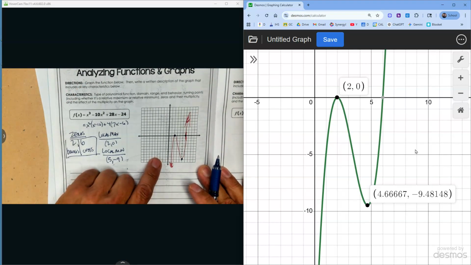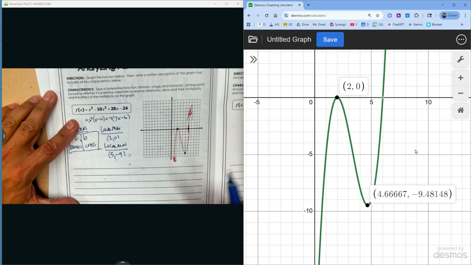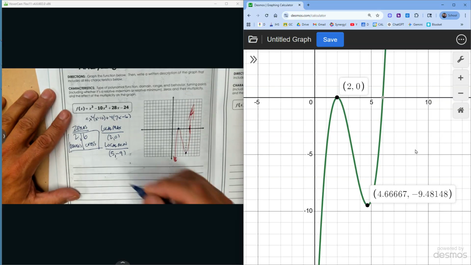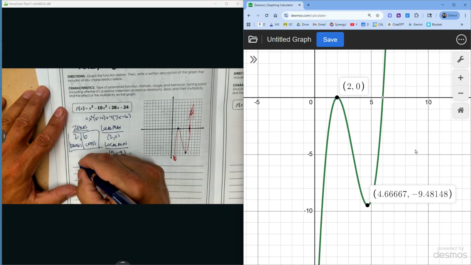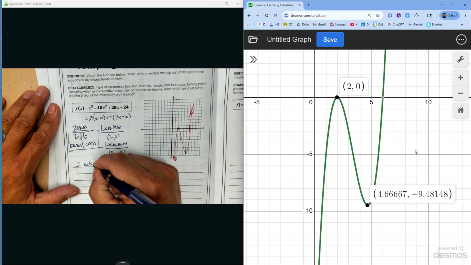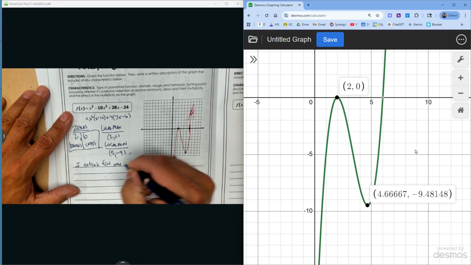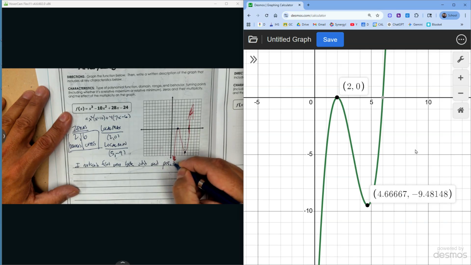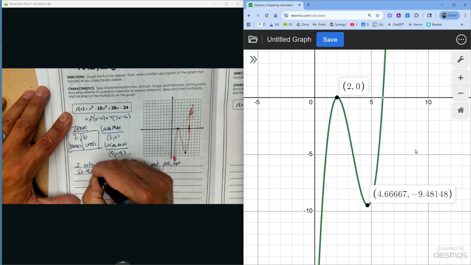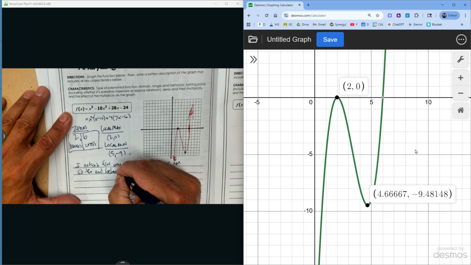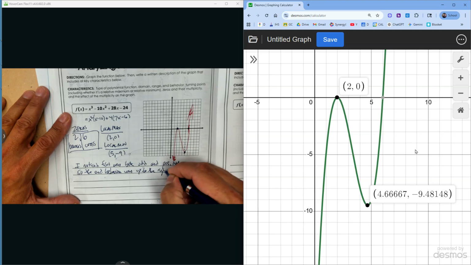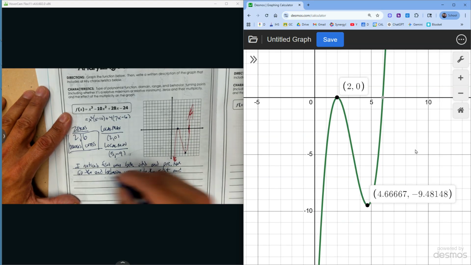So can you graph the function, then write a description of the graph you just see, right? I want us to include things like end behavior, odd and positive. So I noticed f of x was both odd and positive. So the end behavior was up to the right. It's okay to write this way. And down to the left.